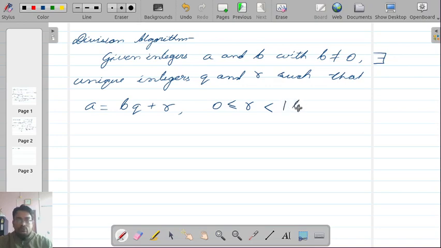Okay, modulus of b, right? Given integers a and b with b not equal to 0, there exist unique integers q and r such that a equals bq plus r, where 0 is less than or equal to r strictly less than mod b. Okay, so let us try to prove this.